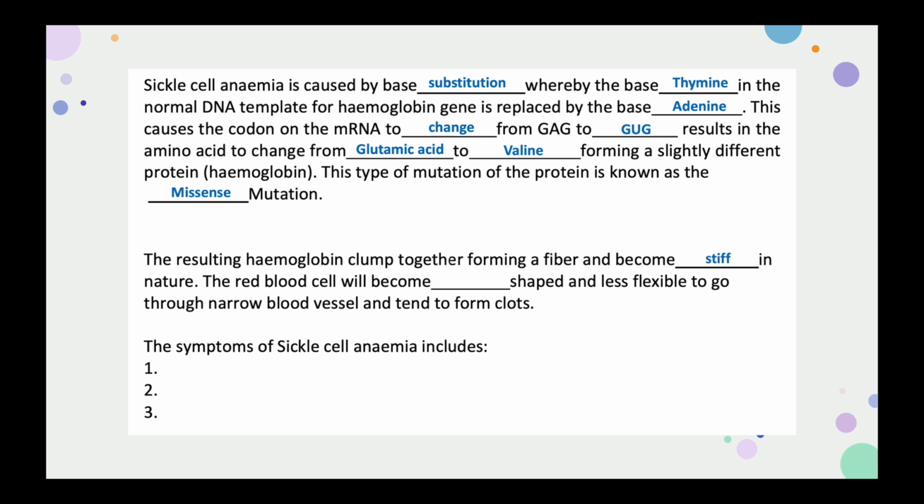The red blood cell will become sickle shaped and become less flexible to go through narrow blood vessels and tend to form clots. The symptoms of sickle cell anemia include paleness, fatigue, and shortness of breath.